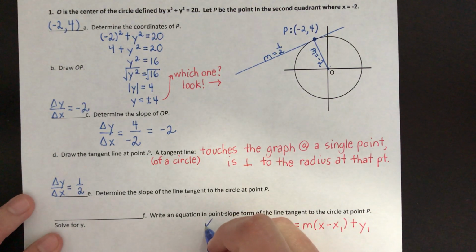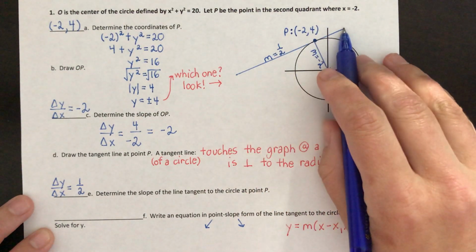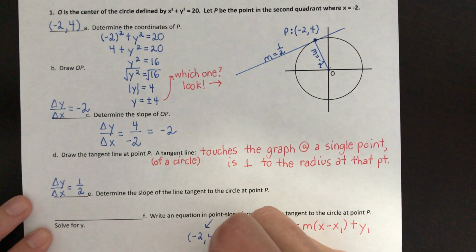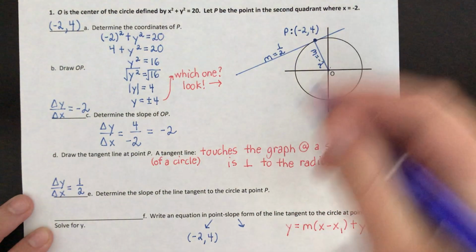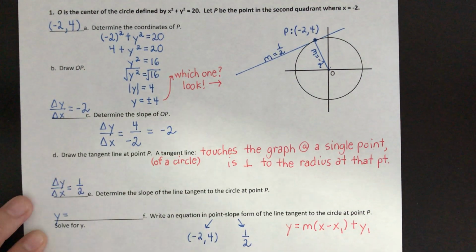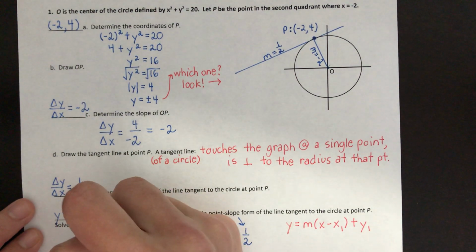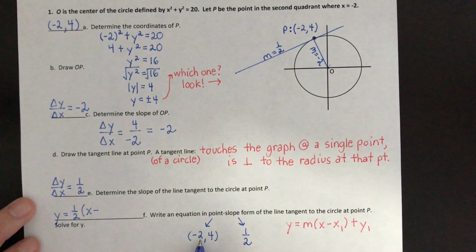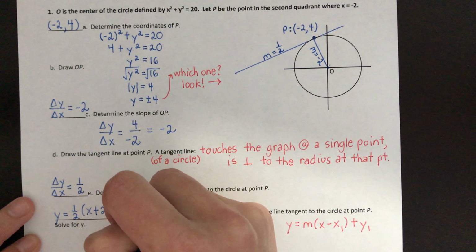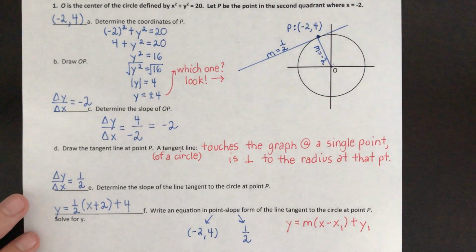So what do we need for point slope form? We need a point and we need a slope. So we want the equation of this line. Do we know a point on this line? Well, yes, we do. (-2, 4). Do we know the slope of this line? Well, yes, we do. So then writing this equation should be very easy. Y equals 1/2 times the quantity x minus -2, so plus 2, close that quantity, plus y1, which is 4. Okay, got my equation of that line.